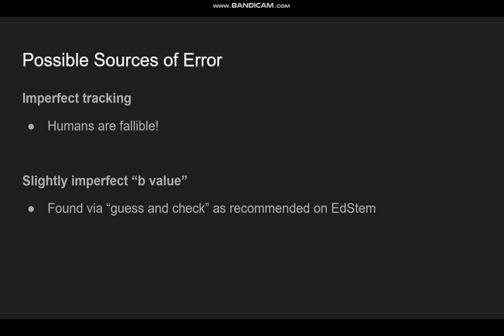Imperfect tracking in our Tracker application, as humans are fallible. Slightly imperfect b value, as the b value is found via guess and check, as recommended on EdStem.